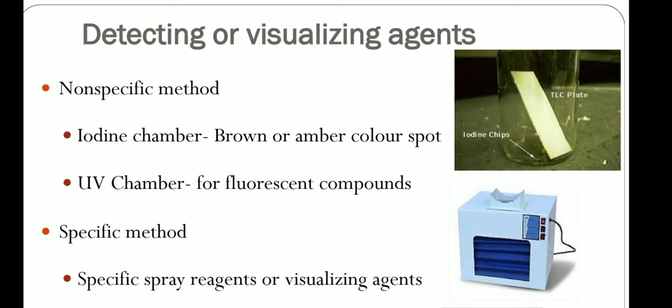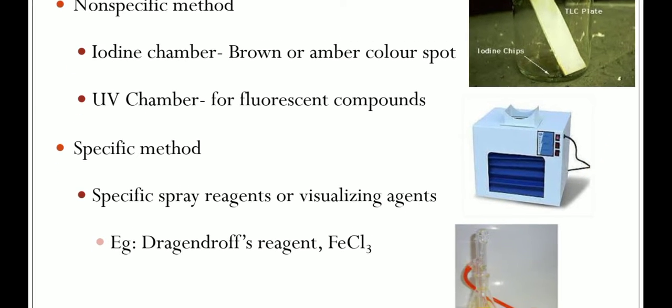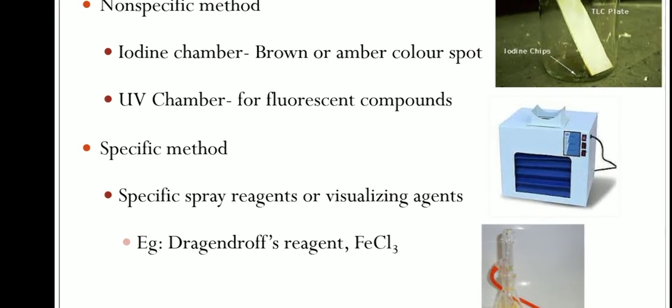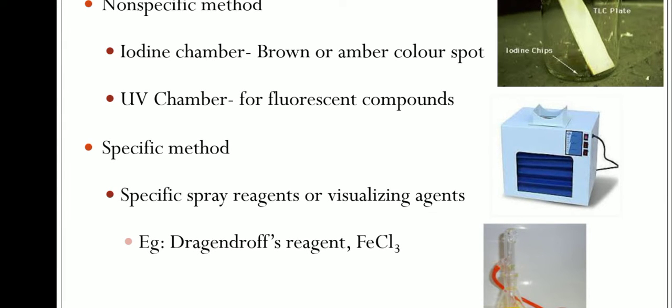Then we have to close it. Here it is represented with TLC plates. Instead of that, we can use paper also. Take paper and dip it in. So what will happen? The spots develop. The spots may be brown. That spot will be clearly visible either in brown or amber color. Then the UV chamber. This is the conventional UV chamber. Here this is mainly used for the detection of fluorescent compounds. So these are non-specific methods.